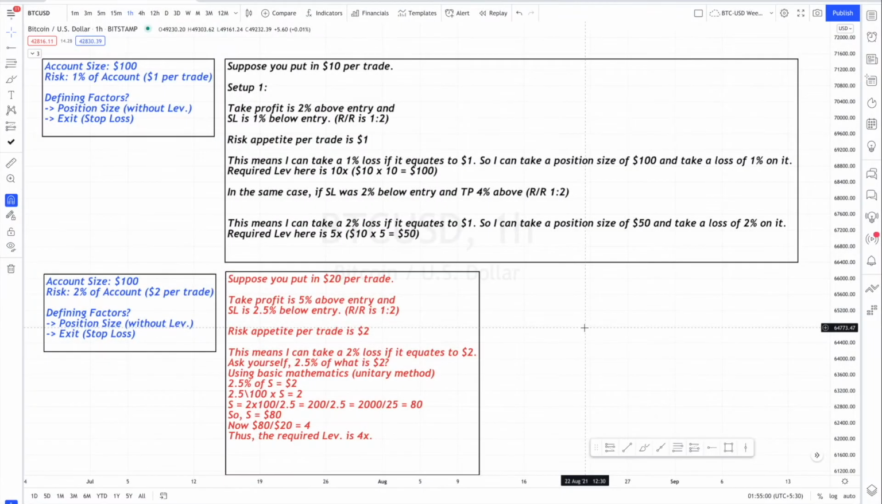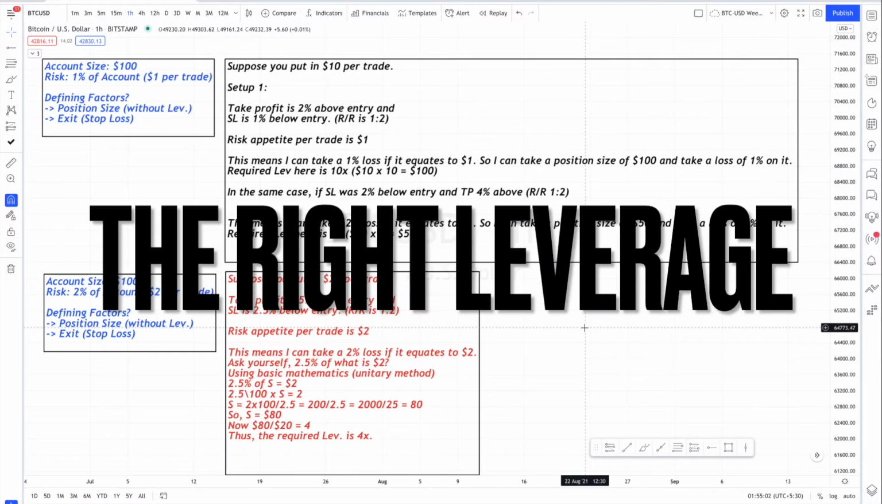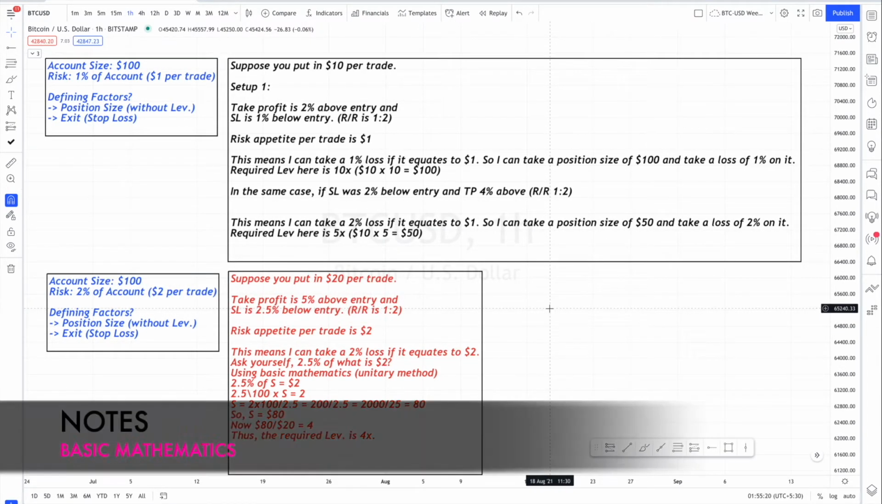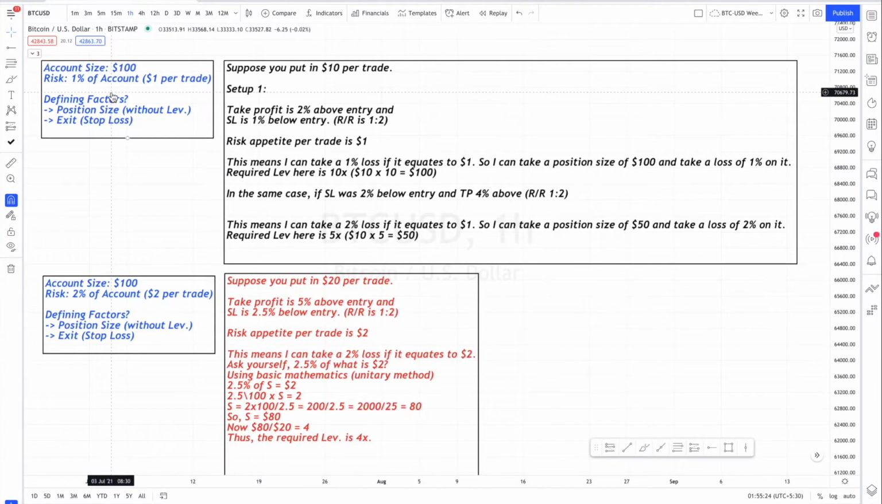How to calculate the right leverage. Now don't be afraid of these notes. This is not a mathematics class, but we sure will be discussing some basic mathematical concepts. So, let us consider that your account size is $100 and you're able to risk 1% of your account size. That means you're able to risk 1% per trade.